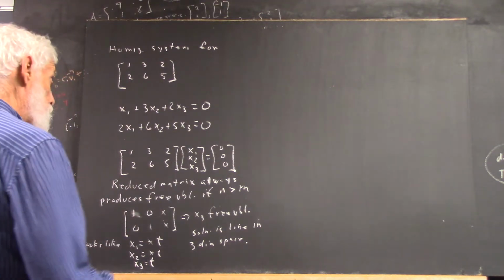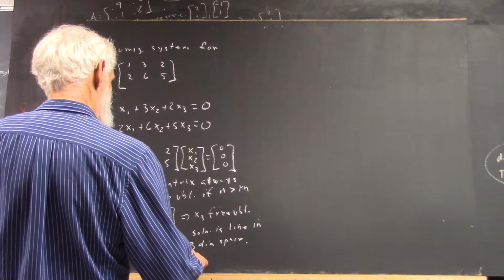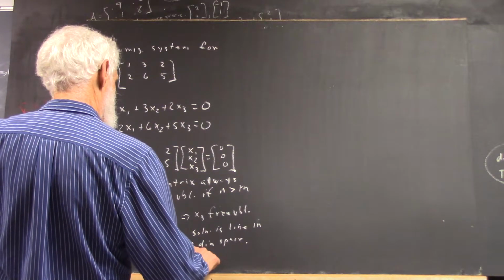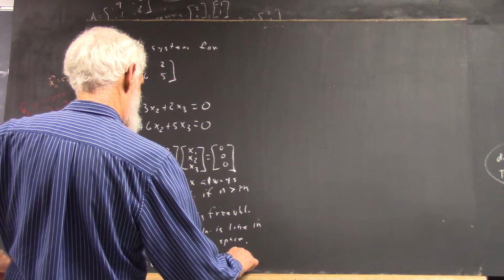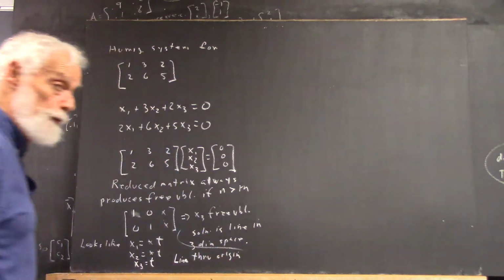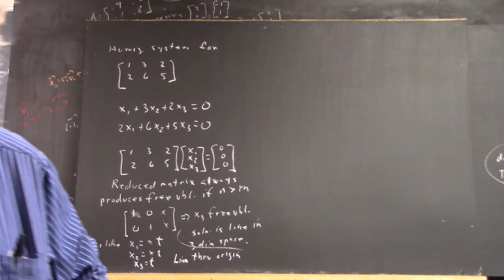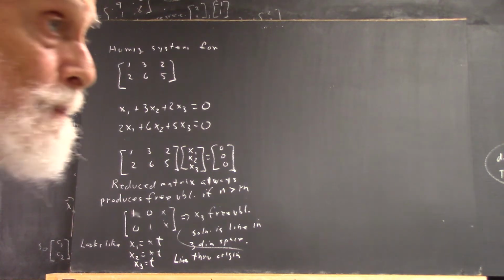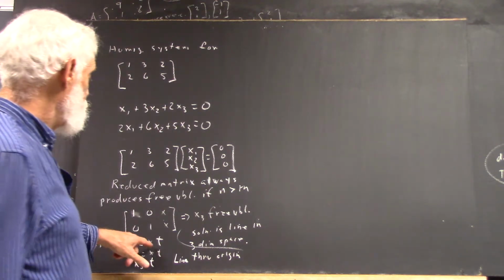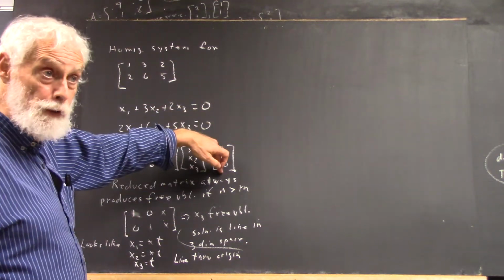And this is going to be a line through the origin. How do I know the line goes through the origin? Well, what do you get if t equals 0? X1 is just going to be a multiple of t. It's because you got zeros over here, right?